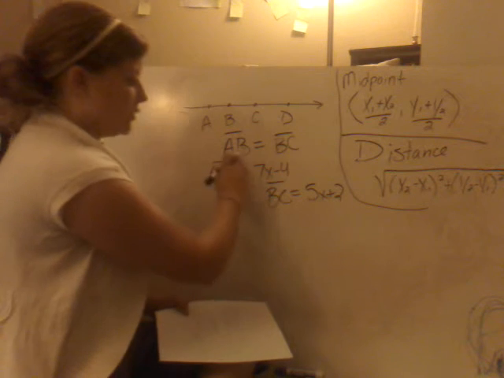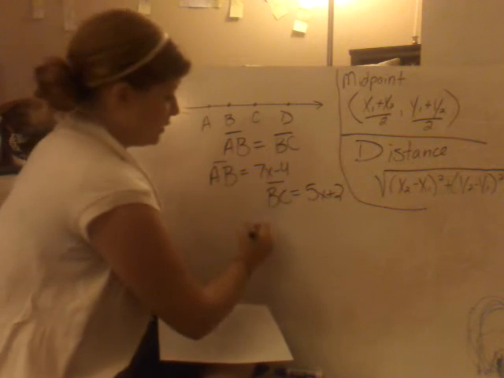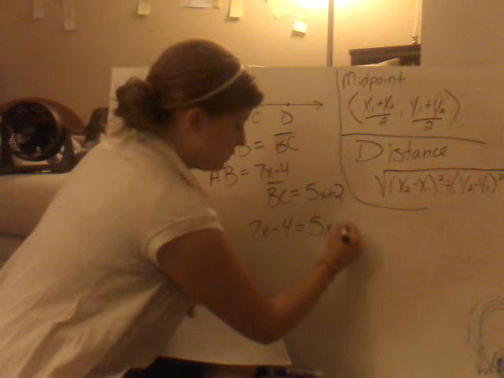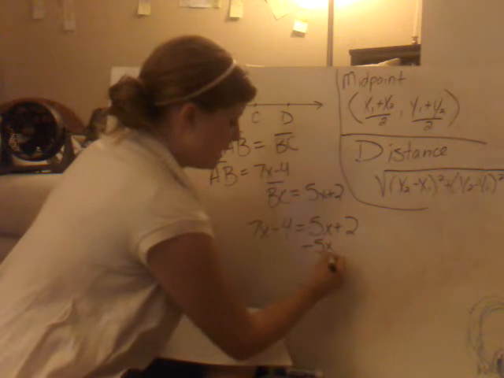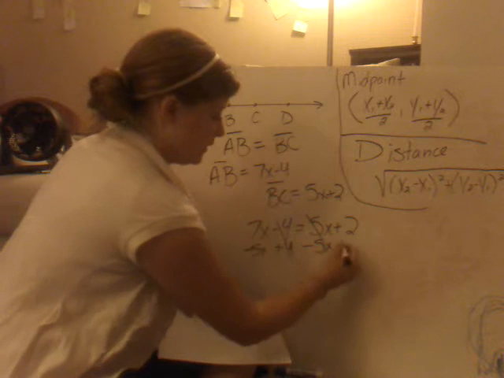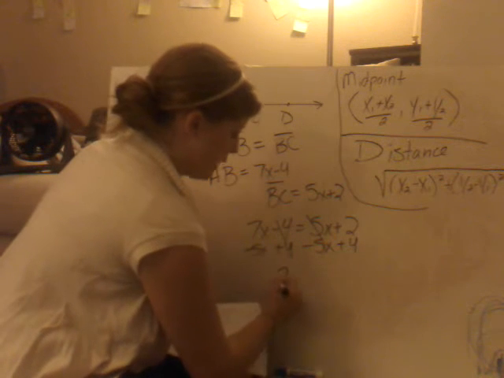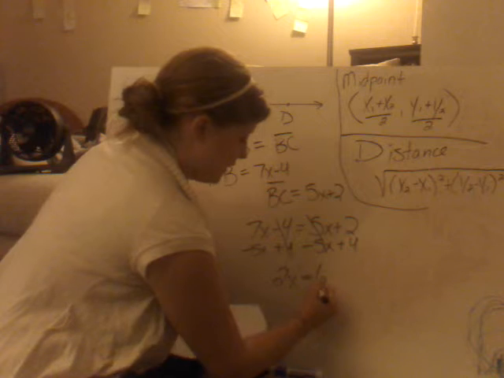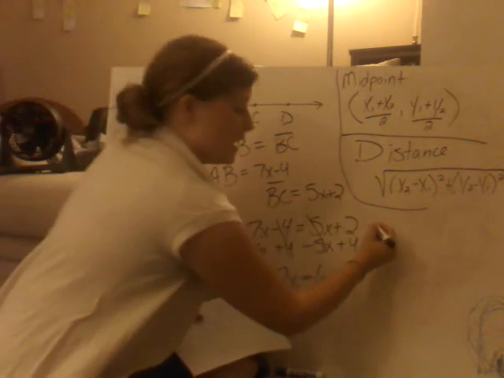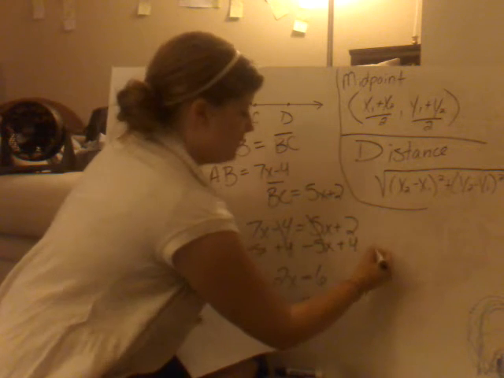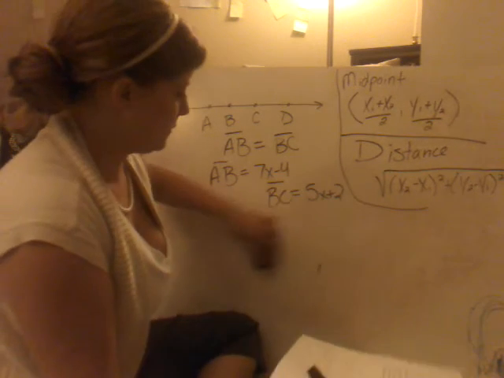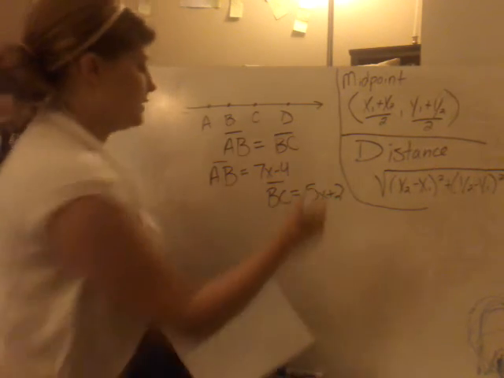So I set these up equal to each other because I know they're equal, because I've told you that. So I have 7x minus 4 is equal to 5x plus 2. Subtract my 5x. Add my 4 to get rid of that, so I add it to both sides. So now I have 2x is equal to 6. X is equal to 3. I plug that back in. Can you see this? Yeah, okay. I'll just erase. So now I know my x is equal to 3.